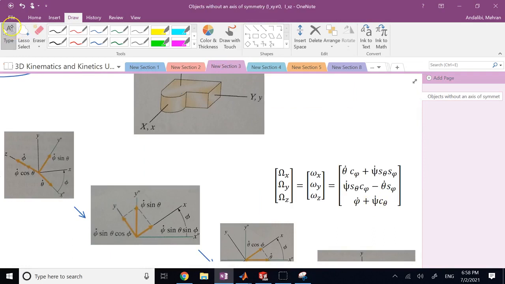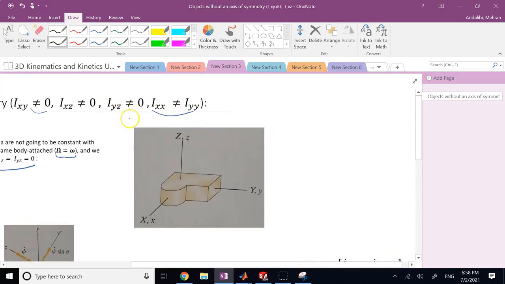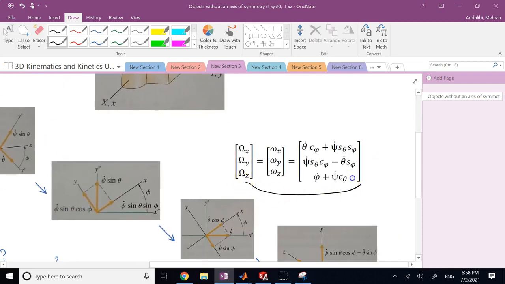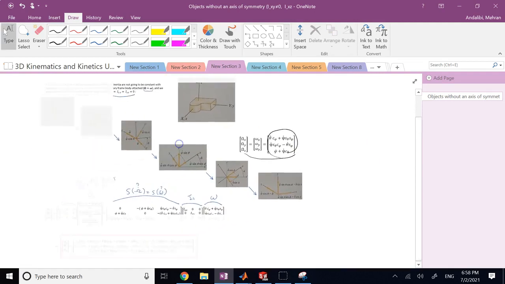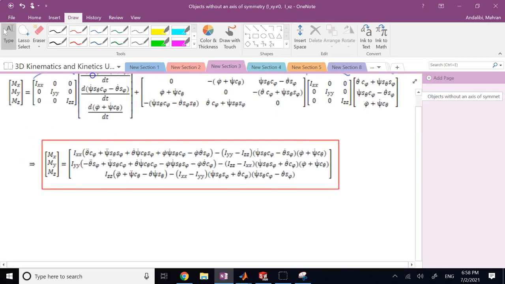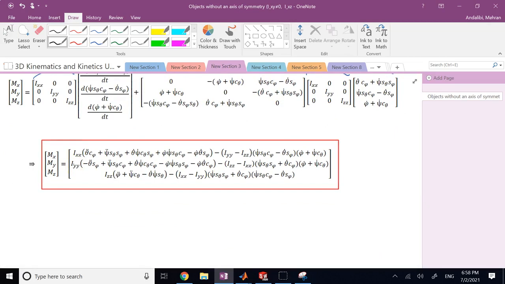So although we could get rid of those product terms, moment of inertia product terms, by choosing principal axes, still our omega terms have more stuff in them. And so when you do all these products and time derivatives, it makes your final governing equation to have what? A lot more terms in them. But that's all it is. That's all you can do.